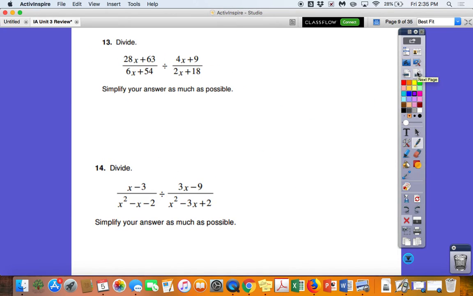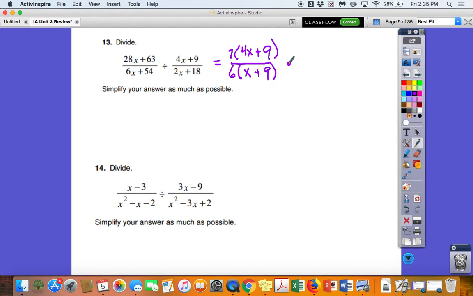All right, we're going to do the keep, change, flip, but we're going to do our factoring at the same time. So the first one, we're keeping it. But let's see here, 28, 63, I think 7 goes into both of those. So 7 goes in there 4 times, and 7 goes into 63 9 times. All right, 6 and 54, 6 goes in there. It's going to be x plus 9.